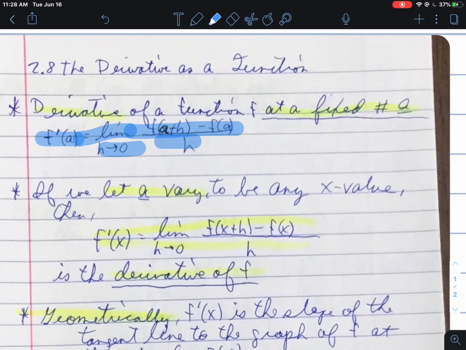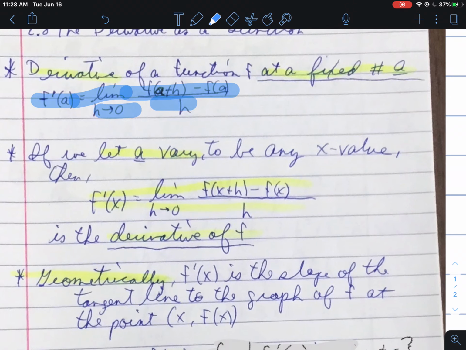So instead of just focusing on a single point, an a value, it's the same idea. If we let the a value vary, and we let that be any x value in the domain of our function, we'll talk more about that as we go through, then we can broaden our definition and talk about the derivative of the function. So f prime of x equals the limit as h approaches 0 of f of x plus h minus f of x all over h. This is our derivative of the function f. So this is our broadest definition.